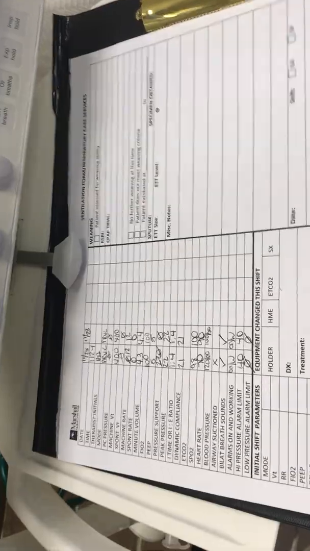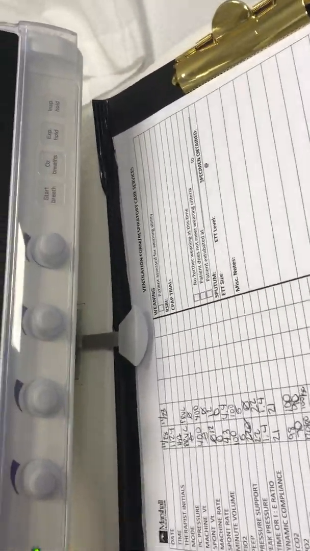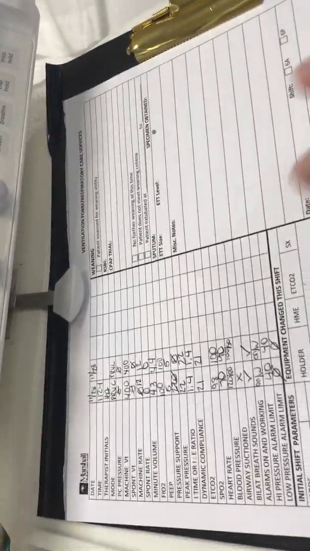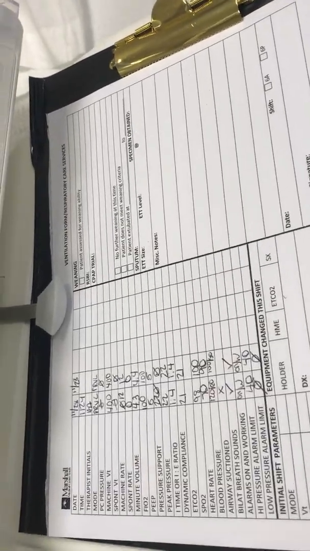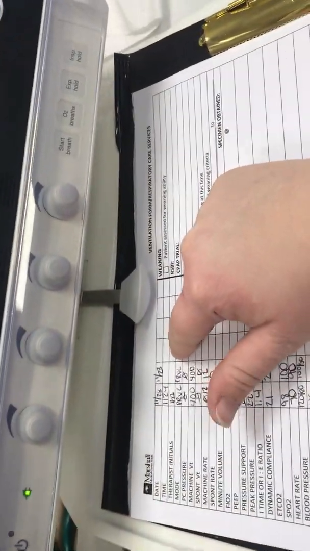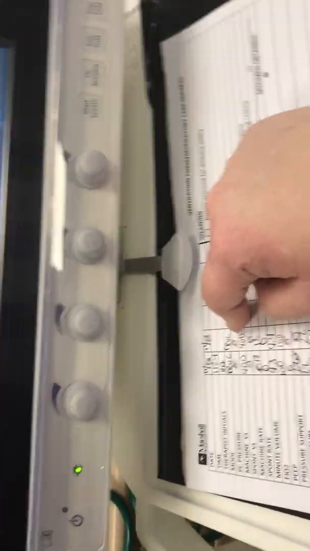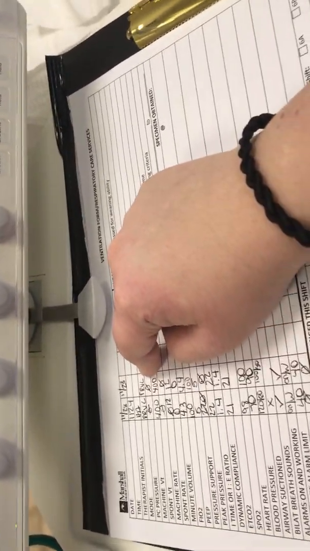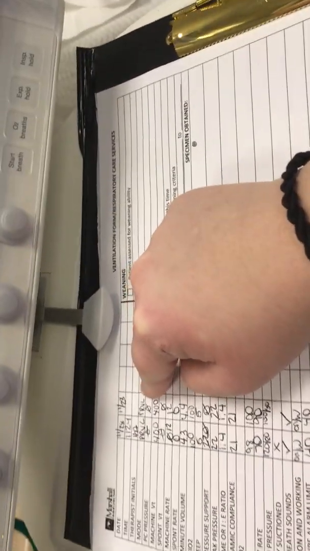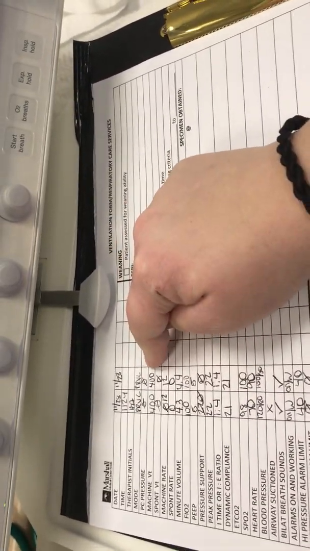They have a paper here that you fill out every 2 hours, because every 2 hours is a vent check. So I put my date, time, initials, and the mode, which is found at the top of the screen, which is PRVC. Any pressure support, if you're in a SIMV mode or CPAP, put that there.